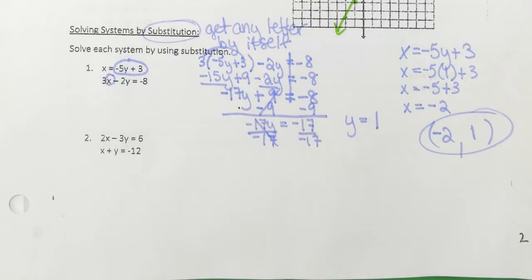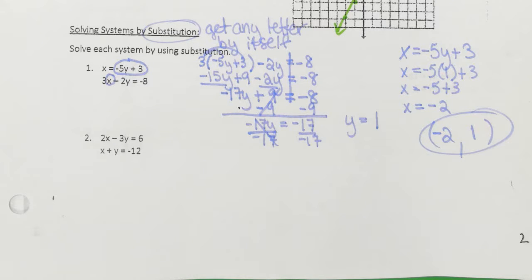Okay, number 2. When you use substitution, you got to have a letter by itself, right? Do you have a letter on either one of these that's completely by itself? No. All right, so which one of these is going to be easier? The second one. Why is the second one easier to deal with? They don't have any numbers, right? And I can just move something over and I'm done.